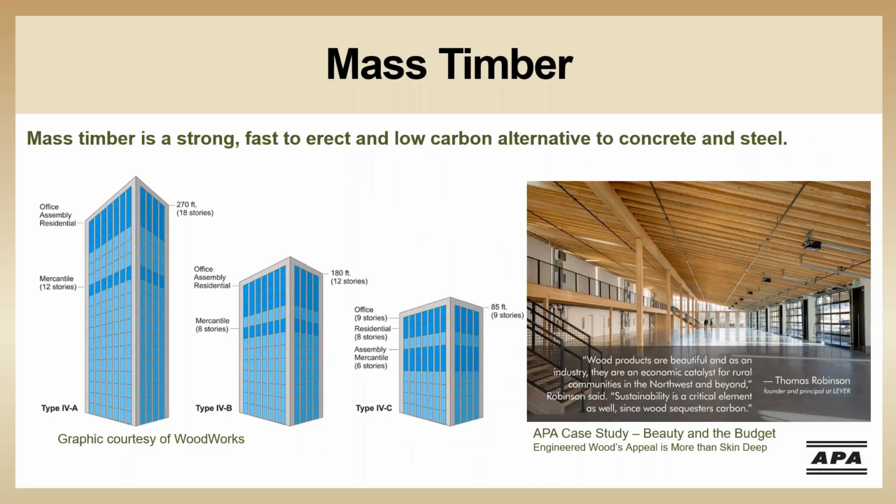The 2021 International Building Code expanded the types of construction from 9 to 12, and they did this by adding 3 new construction types within the Type 4 heavy timber classification. The new types are Type 4A, 4B, and 4C, and they're going to allow mass timber structures up to 18 stories and 270 feet. Each of these Type 4 building classes has different maximum heights and stories, along with different protection and fire rating requirements.